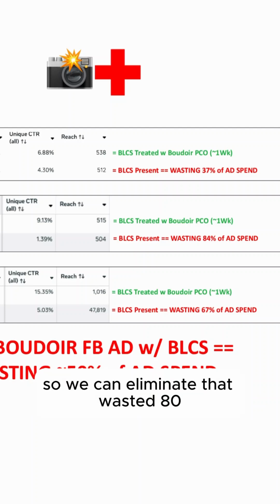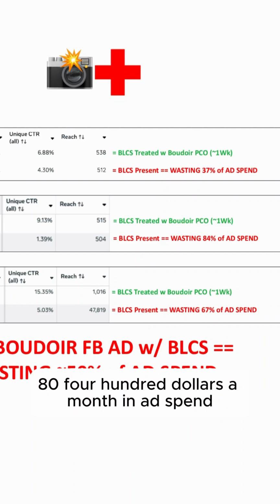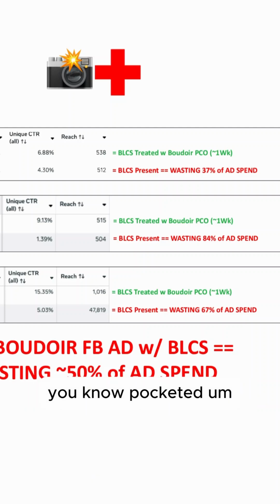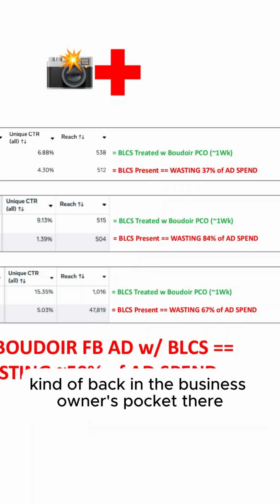So we can eliminate that wasted $8,400 a month in ad spend, pocket that. It's literally like 100 grand pocketed, bonus, back in the business owner's pocket there.